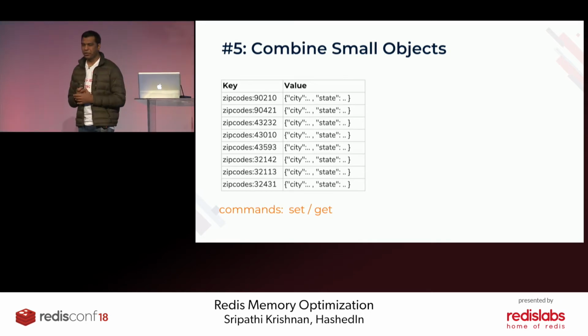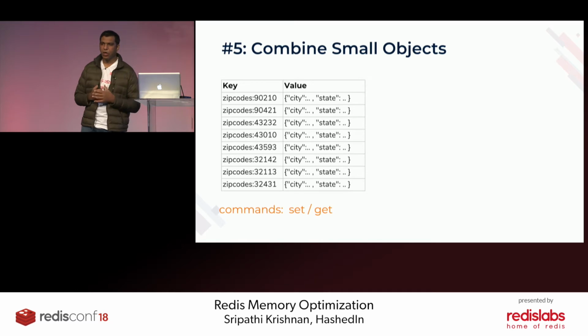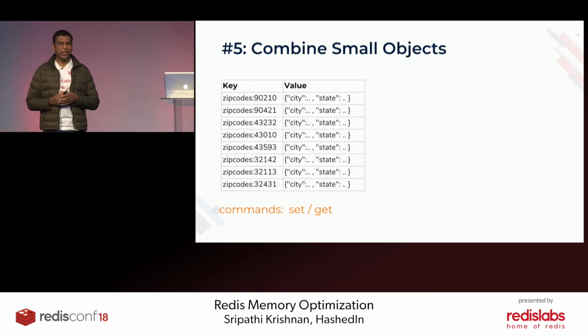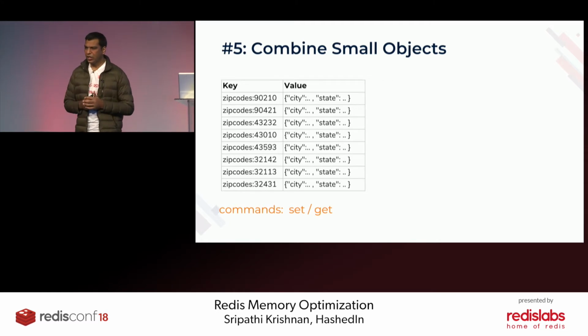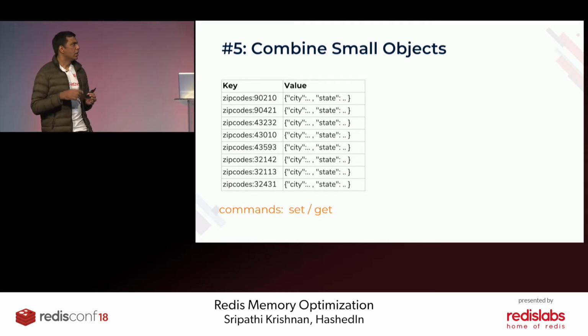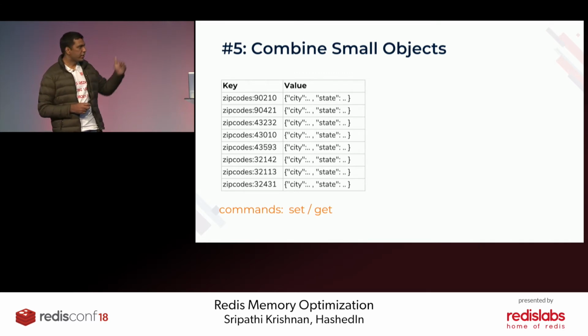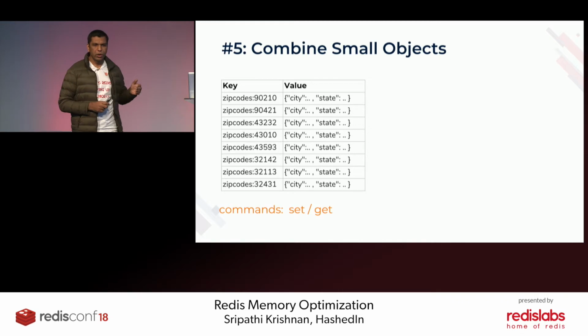The fifth recommendation, right, is combine small objects, right? So let's look at this data structure that we're trying to store, right? So you've got your keys, which are zip codes, and the values are a small JSON object with the city and state information, right? So let's say that you're trying to save this. Now what happens is each key in Redis has some overhead, right? And when you have separate keys for each zip code, the overheads are significant.